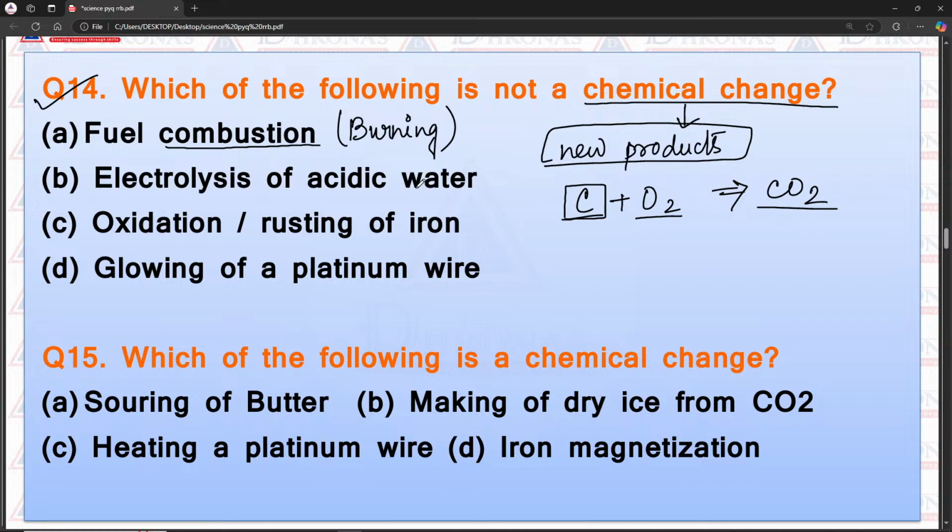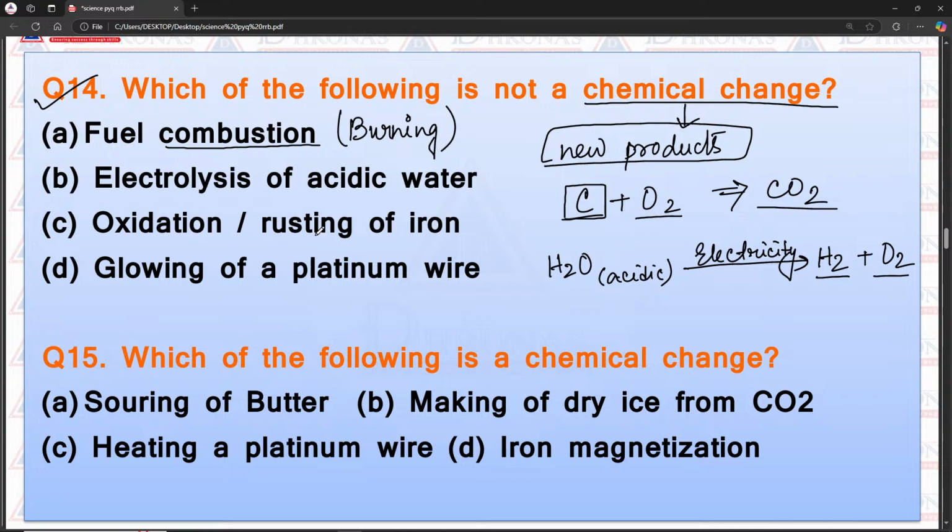Next, electrolysis of acidic water. If you pass electricity through water, then it will break into its component products, component reactants like hydrogen gas and oxygen. And this hydrogen gas and oxygen gas is totally different from water. They have no similarity with it. So this is a chemical change.